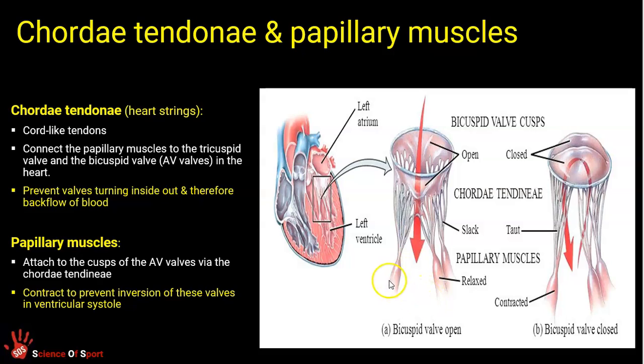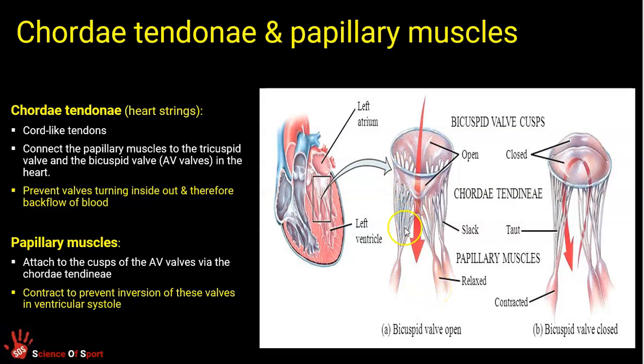If blood was moving from the atria down into the ventricles, it would go through the bicuspid valve happily. And at this point, these little muscles here, you can just about see them at the bottom on this diagram. So these cords, really strong, tough cords, are connected to the wall of the chambers by papillary muscles. Now, when blood is coming down from the atria into the ventricles, these little papillary muscles are relaxed.